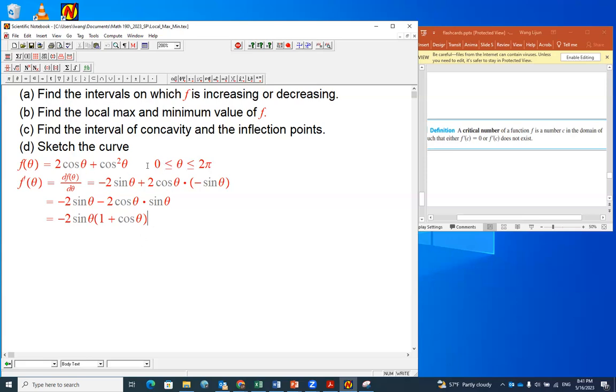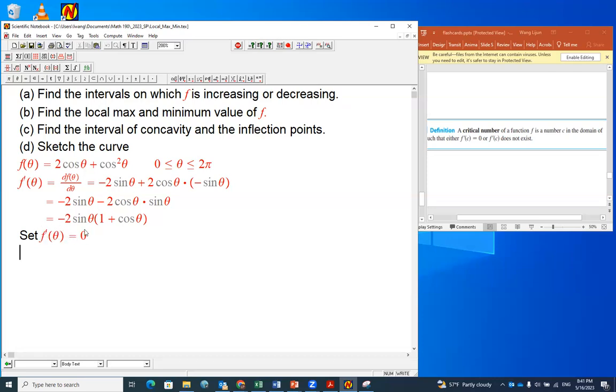Okay, and just to remind you that we work in this interval. So now we set it equal to zero, and we understand why we set it equal to zero: because we're looking for candidates where local max and local min can be found. We set it equal to zero.